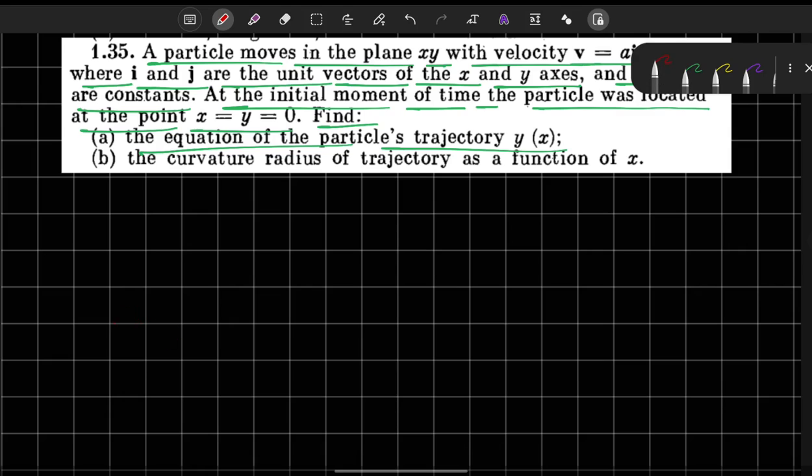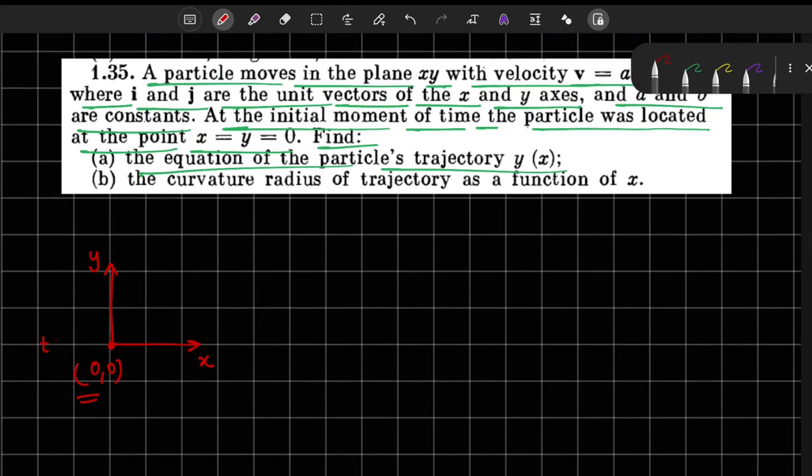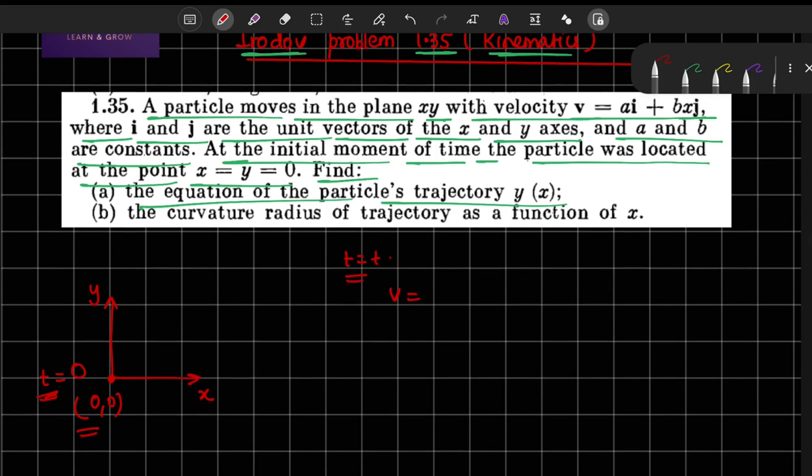So let us say this is x direction and this is y direction. This particular point is the origin, that is 0, 0, which is the initial point of the particle at time instant t equal to 0. Let us say at the time instant t equal to t, the velocity of the particle is given as a i cap plus b x j cap, where i cap and j cap are the unit vectors along x and y direction respectively, and a and b are constants.